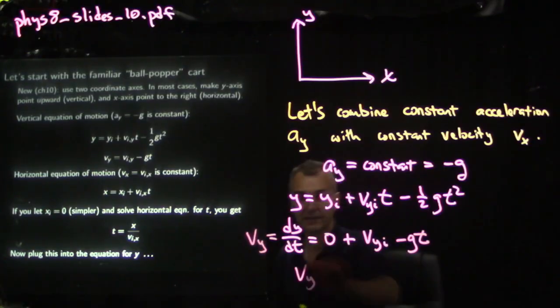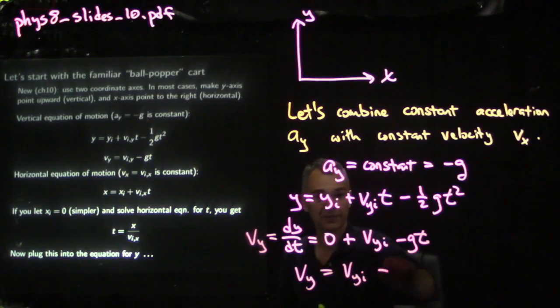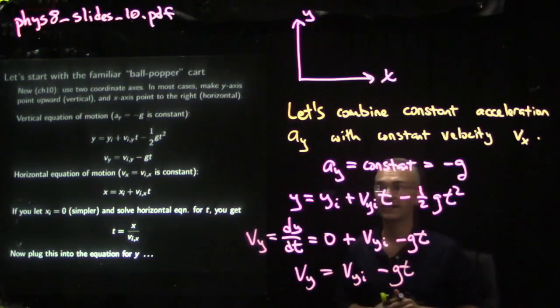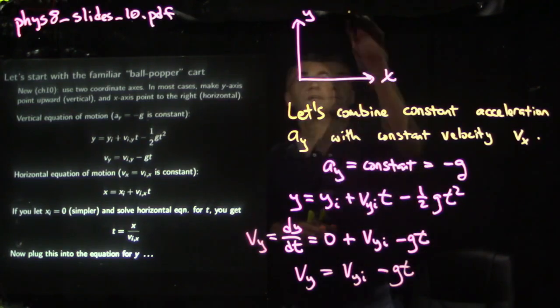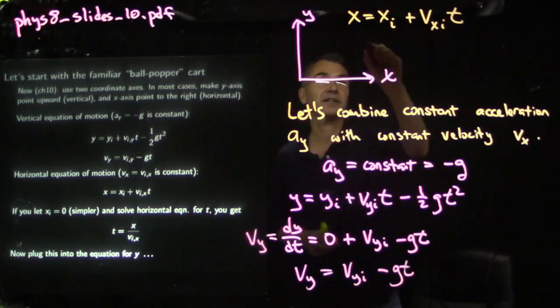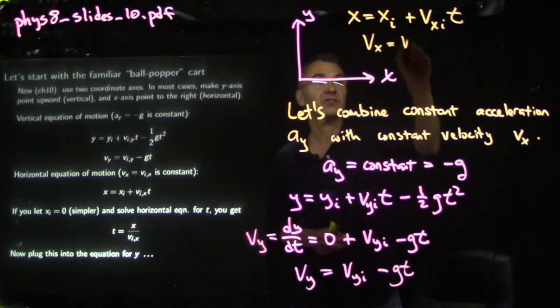So v sub y is v sub y initial minus gt. Okay, that's kind of familiar from our constant acceleration results, except we're writing y instead of x. And then, meanwhile, the x coordinate will just be x equals x initial plus v sub x initial t. And then v sub x is just our constant, v sub x initial.